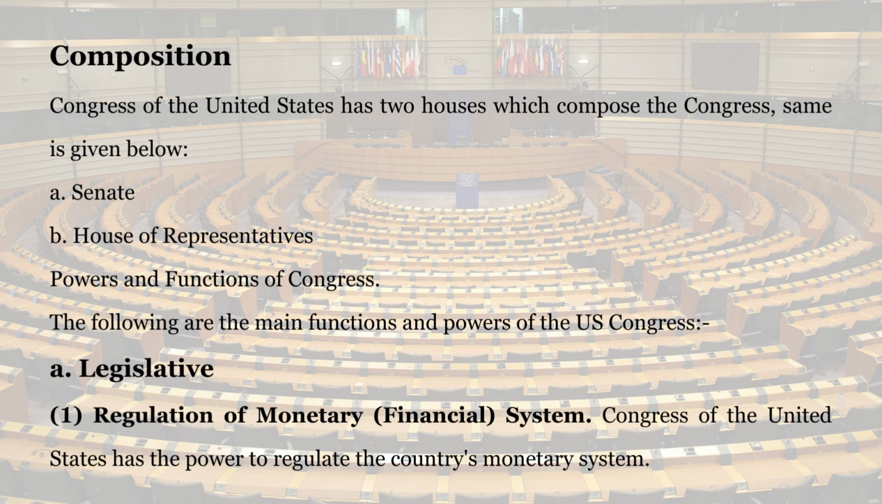Composition. Congress of the United States has two houses which compose the Congress, as given below. A. Senate. B. House of Representatives. Powers and functions of Congress. The following are the main functions and powers of the U.S. Congress: A. Legislative. 1. Regulation of monetary, financial system.